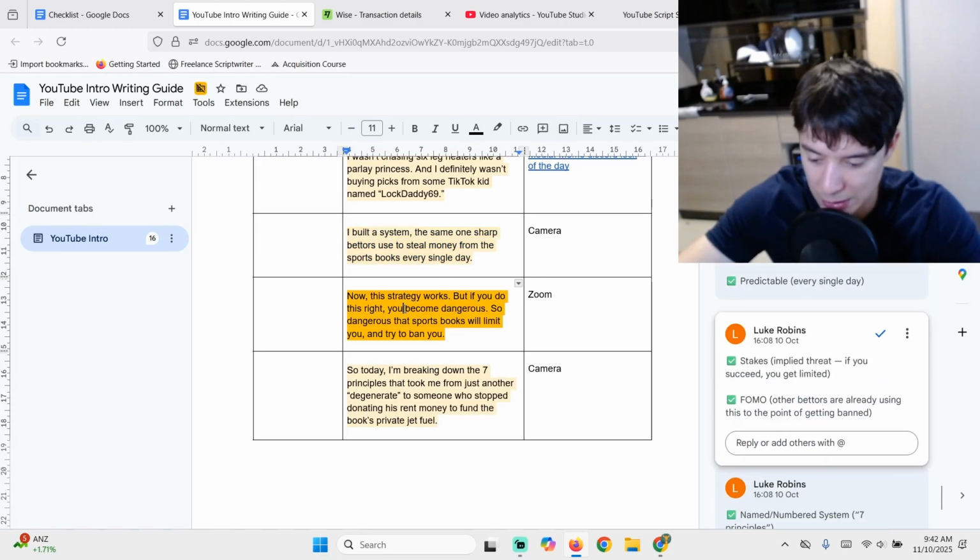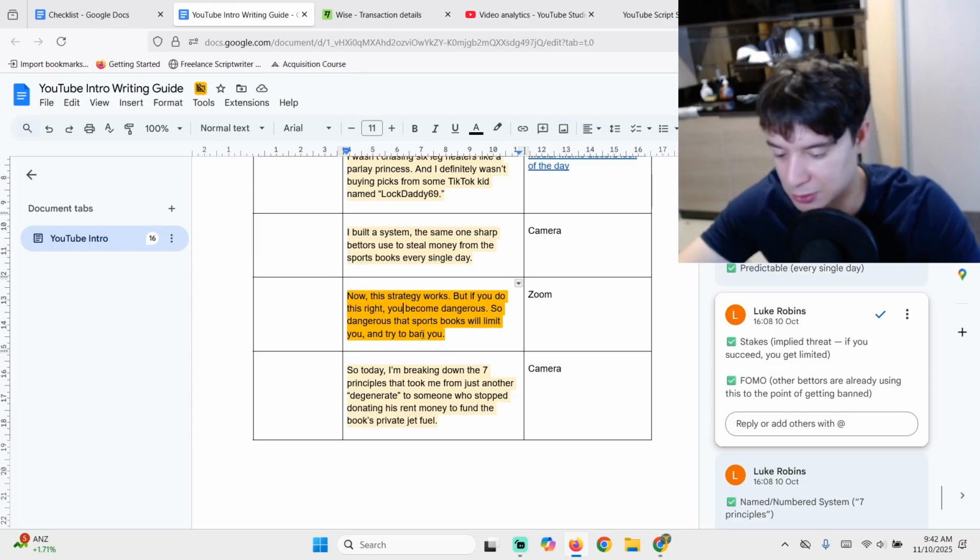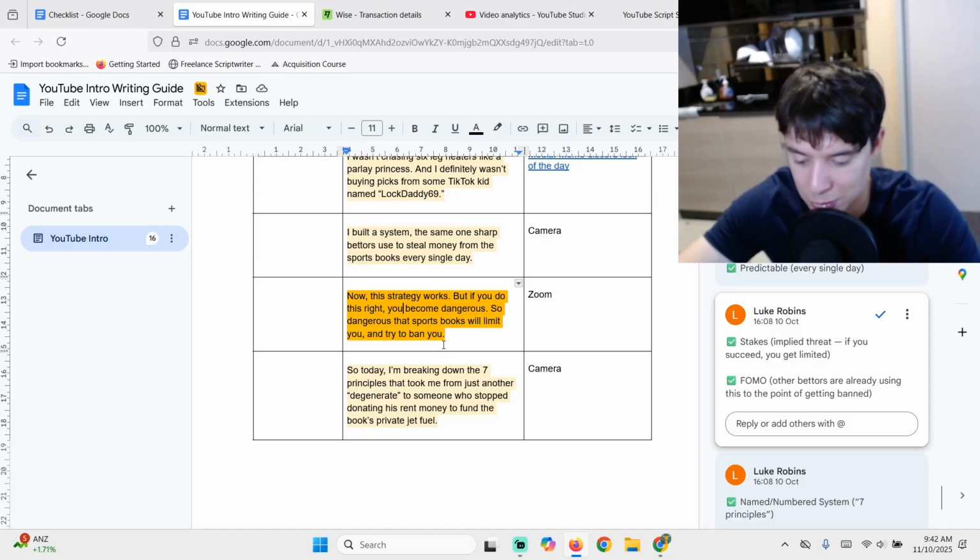It's predictable. Now the strategy works, but if you do this right, you become dangerous. So dangerous that the sports books will limit you and try to ban you. So we show stakes here. If you win, and you're probably going to win too much to the point where they're going to ban you, because the sports books don't like it when you win. They limit your account. They set it so you can only bet a certain amount just so you don't win as much. So we're also showing FOMO by saying that other bettors are already using this and they're getting banned and they're making money before they get banned. We're showing that you're missing out. You got to get on the strategy now.